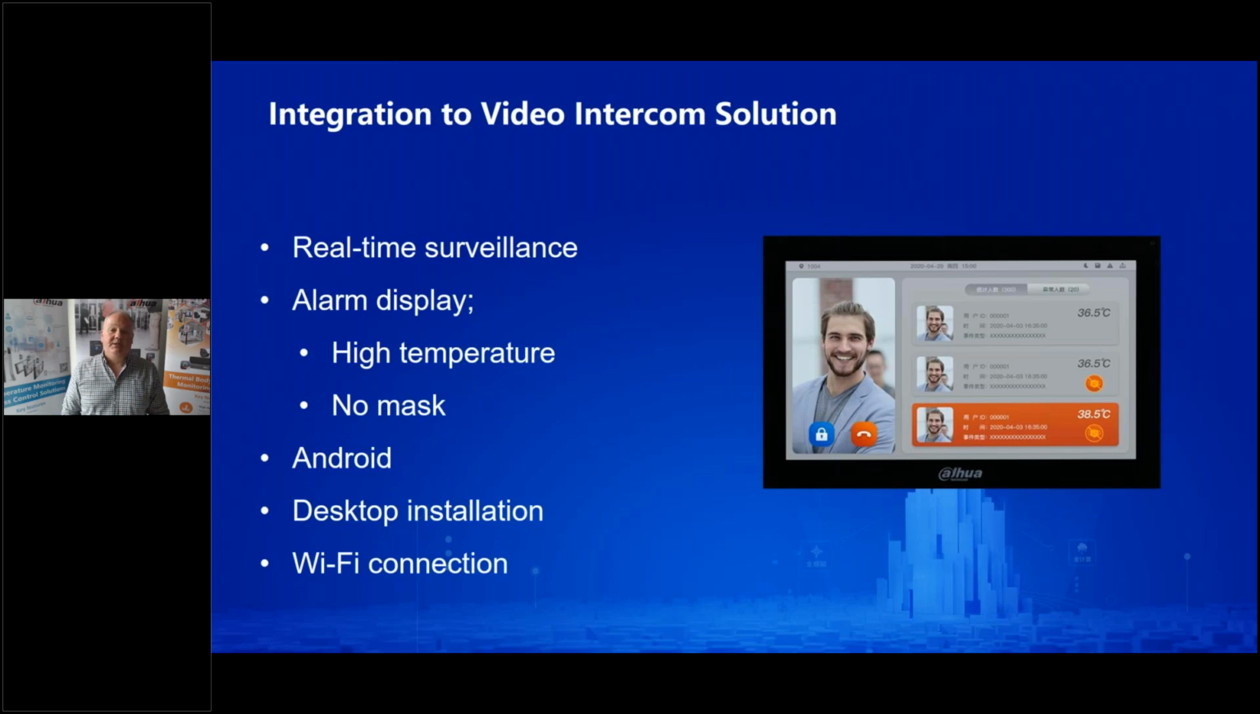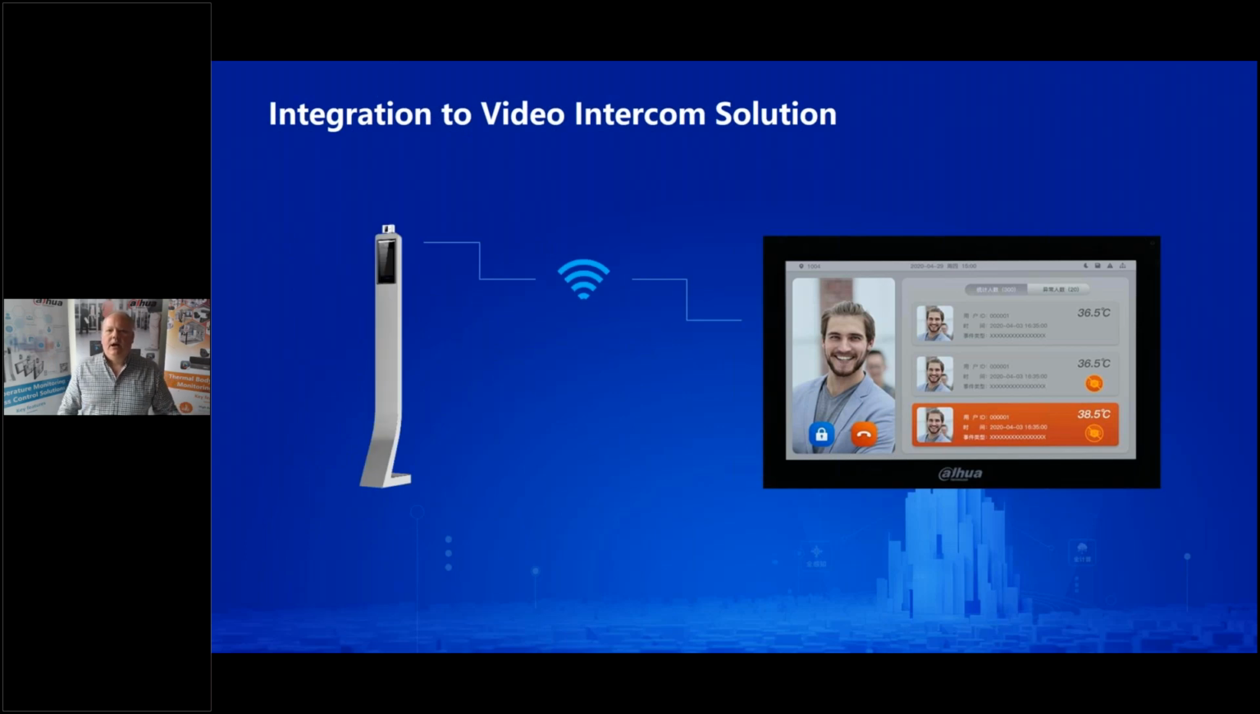This is a standard Dahua product, our video intercom solution. It gives you a real-time surveillance display of what's appearing and the people that are passing through the TMAC. Again, it can give you alarm displays in the case of high temperature or if the person's not wearing a mask. It's an Android operating system, it's a desktop installation, and it's a Wi-Fi connection. So if you want to simply connect a TMAC into the video intercom, then you can do that across a Wi-Fi solution. It's a very, very simple method of connecting two different things together.